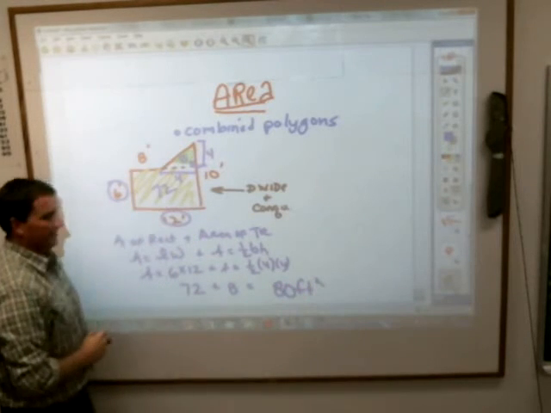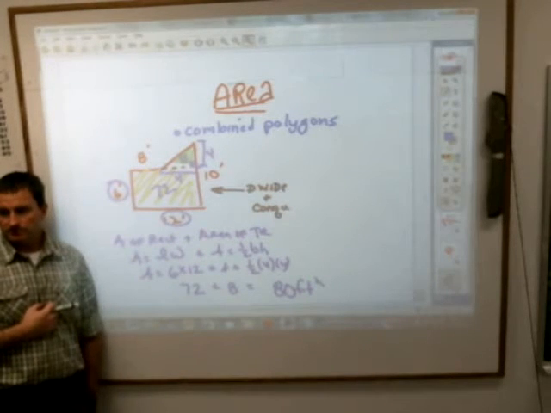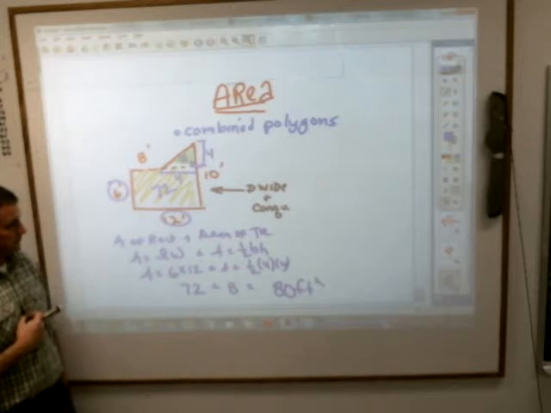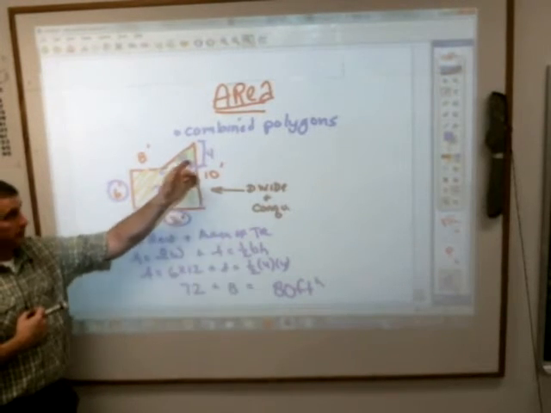And it seems to me we've done that. Have we not done that? Yeah, we have. It seems like it. Nick says, I don't know, we get stuff plus 8. That's the triangle. 72 is the rectangle. Area of the triangle is 8.